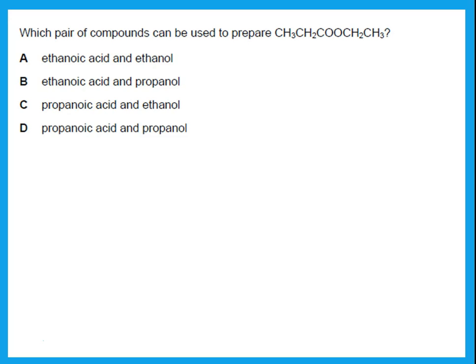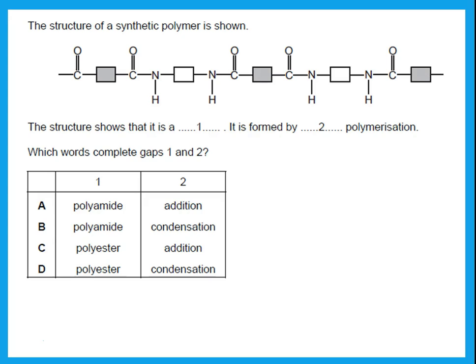So remember these reactions. Which pair of compounds can be used to prepare this? Again, when he writes this, you divide it into 2. The first part, including the COO, that was the acid. So if it has 3 carbons, that means I want propanoic acid. Now the rest of the carbons was from the alcohol. So that is an alcohol with 2 carbons. So I need propanoic acid and ethanol to make this ester.